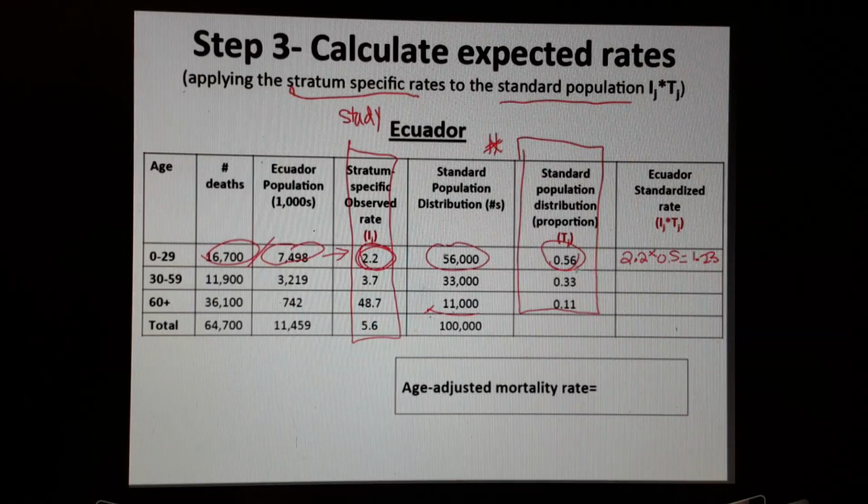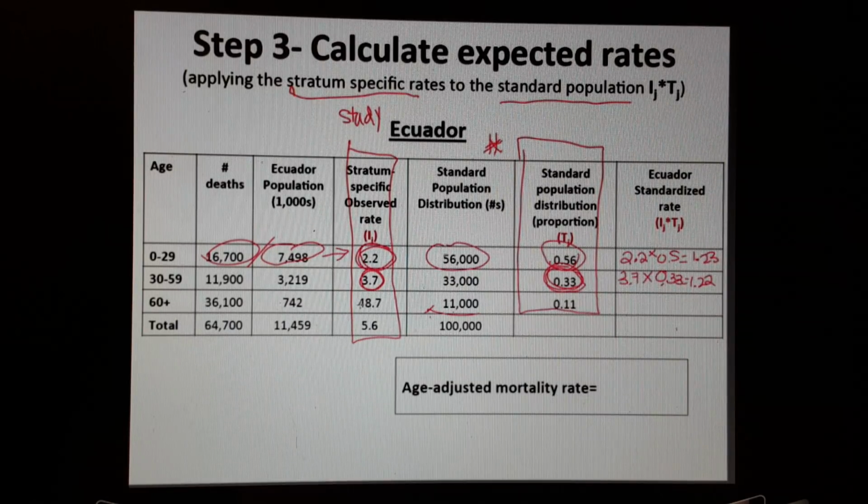Now we're going to do it for the next one. We have our stratum-specific observed rate from our population, so I_j, which is 3.7. We're going to multiply it, so we're weighting it, by the proportion of 0 to 59-year-olds in our standard population, 0.33. It's going to give us 1.22.